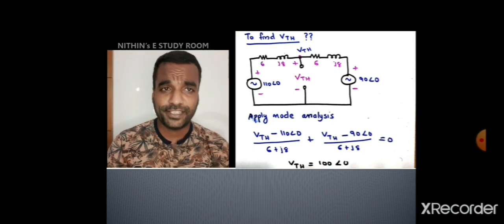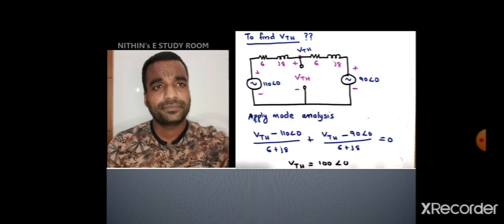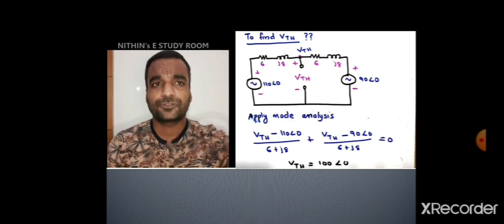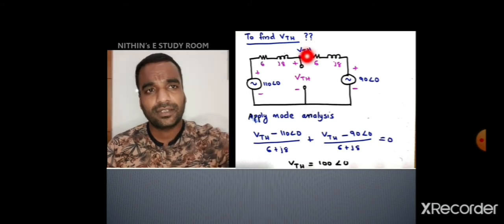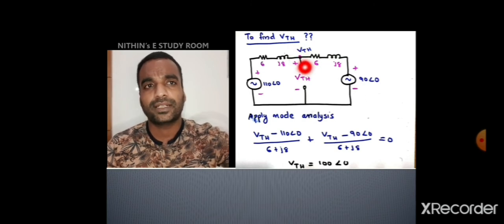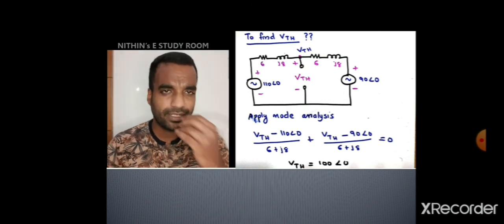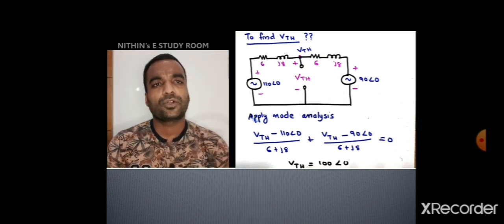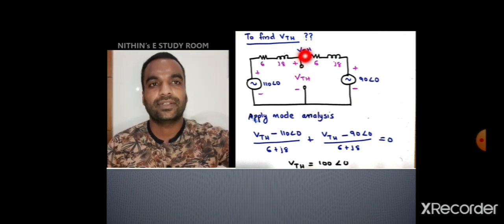Now, to find VThevenin. In the last problem there was a current source in the series path, but here this is the VThevenin across these open circuit terminals. So this node voltage will also be VThevenin, and its polarity will be plus at top and minus at bottom. Polarity will always be chosen based on the nearby voltage source. So apply node analysis on the center node, and it will give VThevenin.